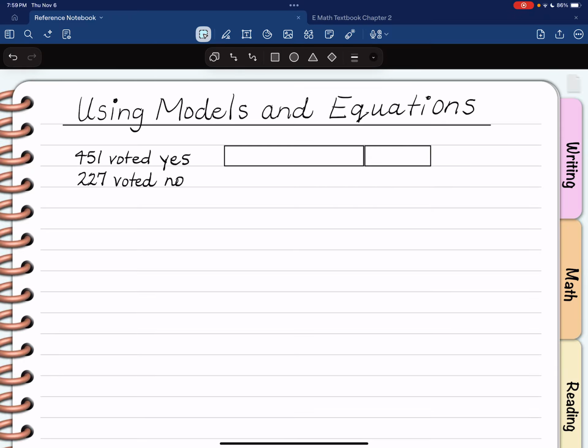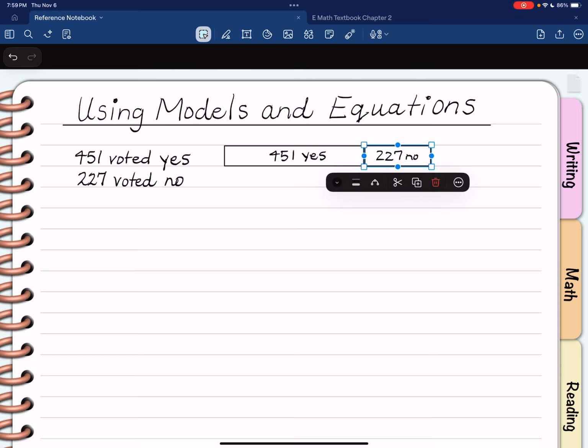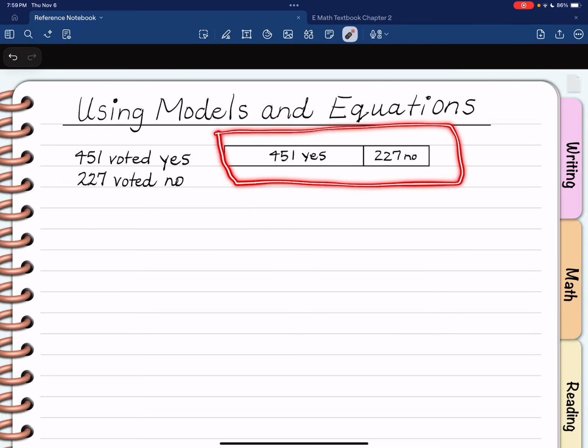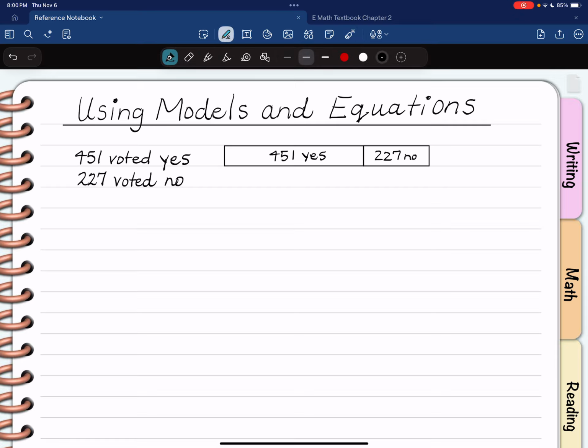We know that the yes group is bigger, and we know that those are 451. Those are the yeses. And we know that 227 were the no's. They want us to figure out how many people voted. In other words, if you take the yeses and you take the no's and you put those together, how many people do you have all together? So this is a bar model. That's what they're calling a bar model. The equation would look like this.